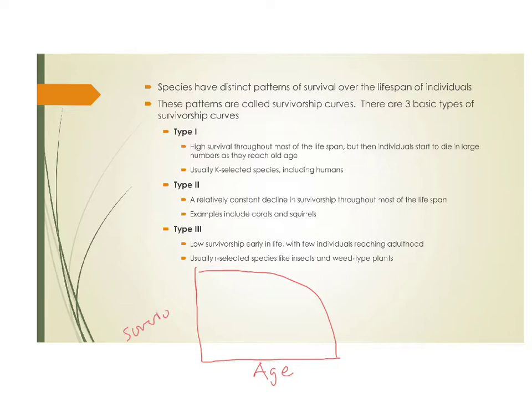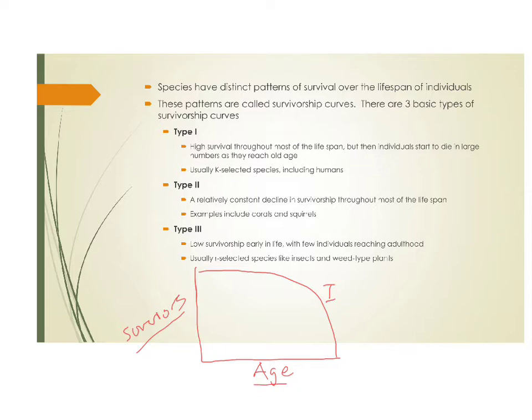I'm just going to write this down here. Survivors. Wow, that looks bad. Survivors, short for survivorship. So we've got age and survivors, and this would be our type 1. Again, that's high survival throughout most of the lifespan, but then the individuals begin to die in large numbers as they reach old age.